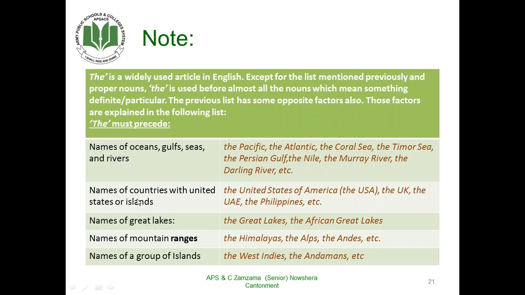Names of countries with United States or island, the full states or islands, we will say the USA, the UK, the UAE, the Philippines, etc. Then names of Great Lakes, for example, the Great Lakes, the African Great Lakes, etc. Names of mountain ranges: the Himalayas, the Alps, the Andes, etc. Names of a group of islands: the West Indies, the Andamans, etc.